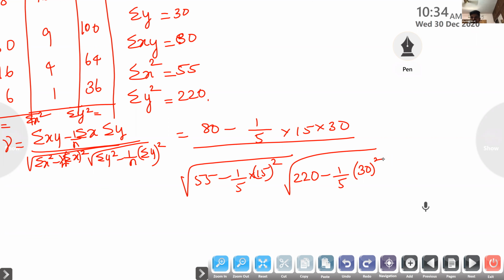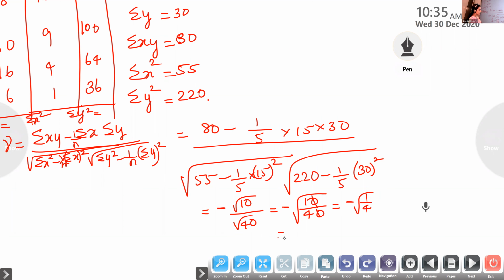Root 10 by root 40, negative. Okay. So this one, if you want, we can write this as negative of root of 10 by 40. Is that enough? So minus root of 1 by 4, which is the same as minus 1 by 2. Is it correct? It's minus 0.5. You can simplify it further. Are you getting this answer, Aishwarya?